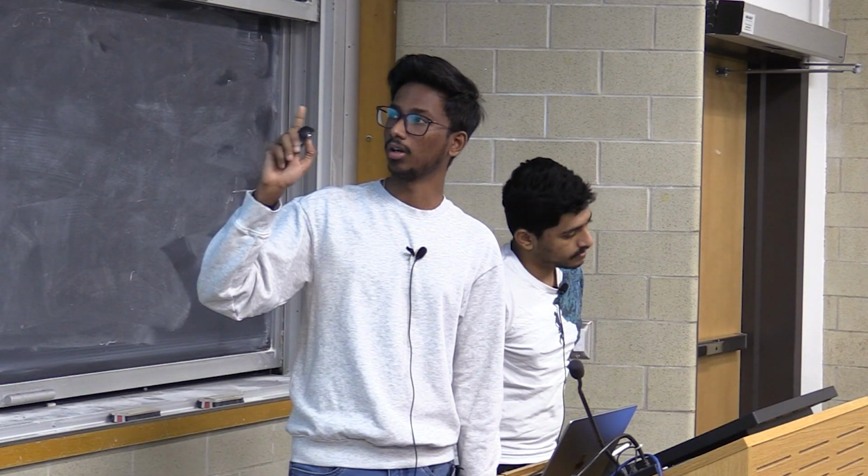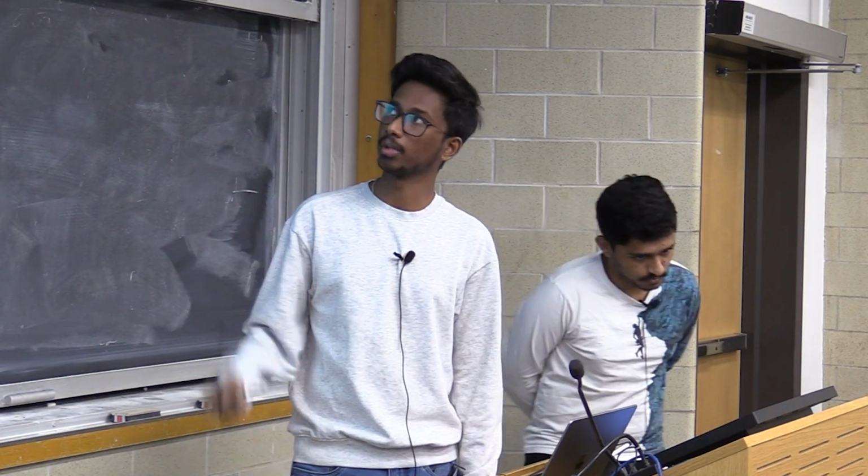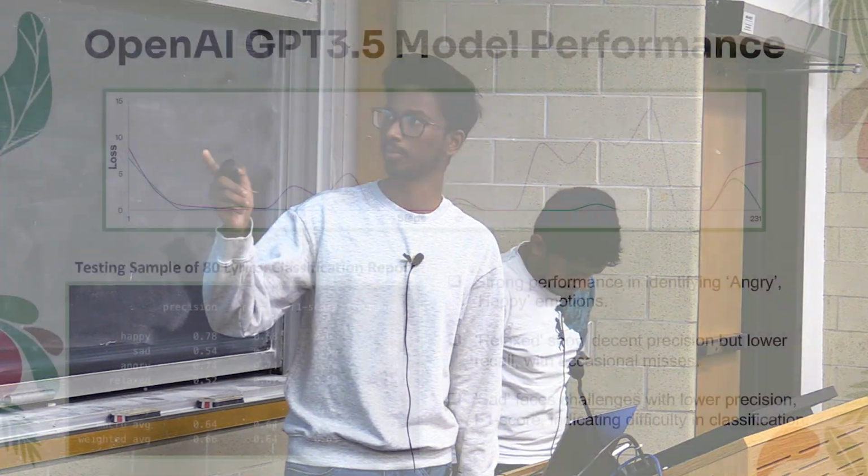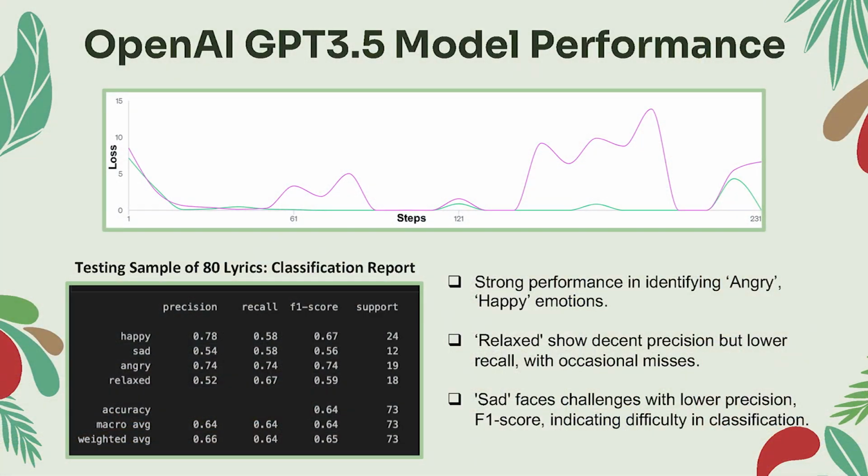Moving on, we also tested our 3.5 fine-tuned model, and the classification report shows an overall accuracy of 64%, but we also see that all four classes have more balanced scores compared to the previous ones, and a strong identification of angry and happy.